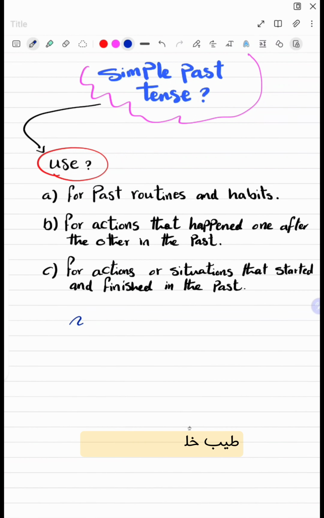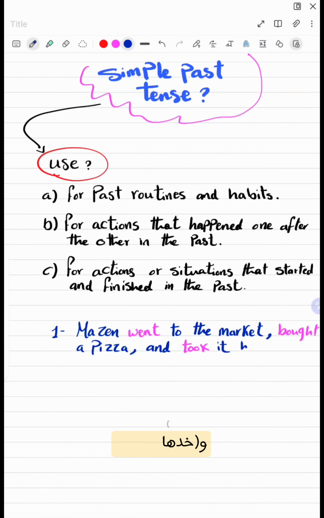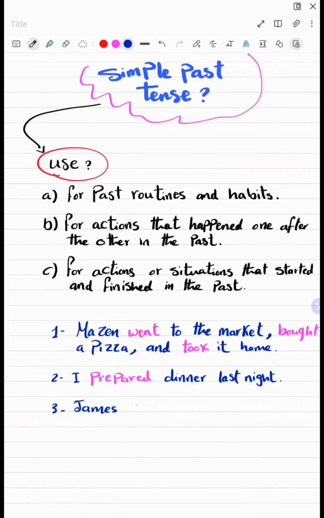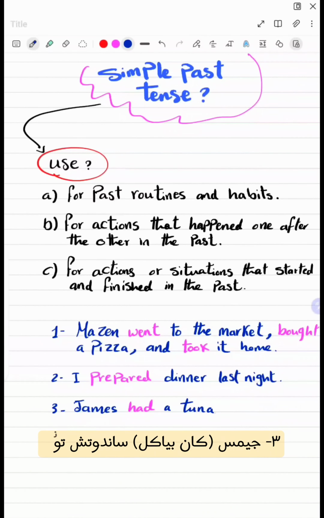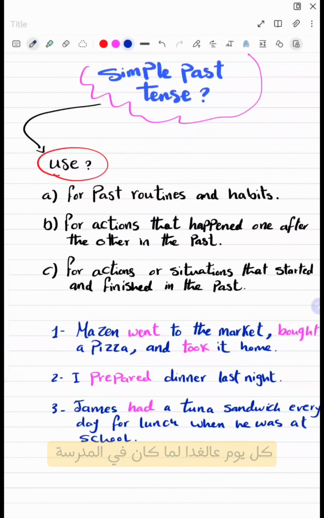Okay, so let me mention 3 examples, then we can say which one represents which use. So Mazen went to the market, bought a pizza, and took it home. Then you can say, I prepared dinner last night. The third one, James had a tuna sandwich every day for lunch when he was at school.